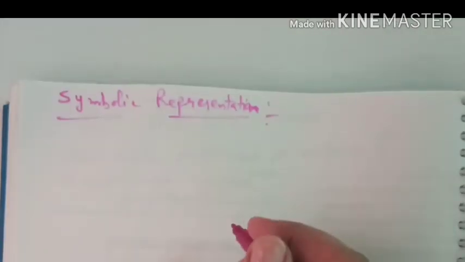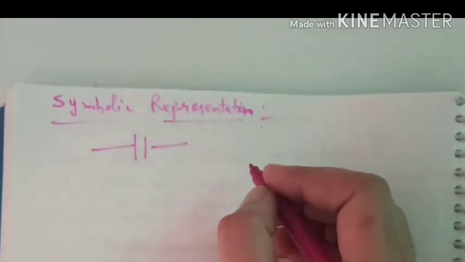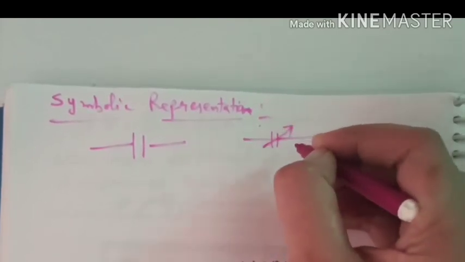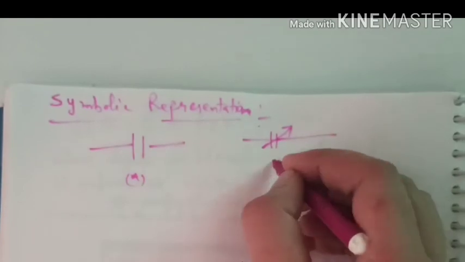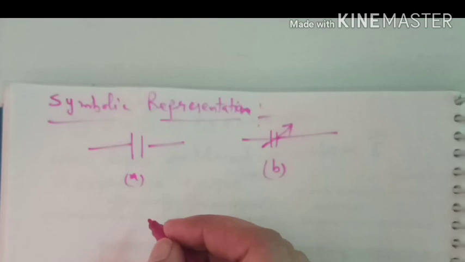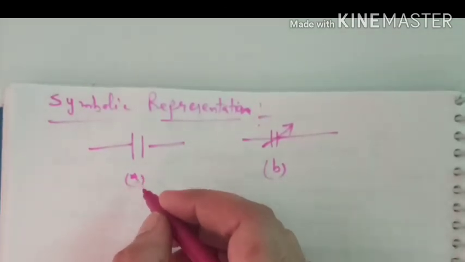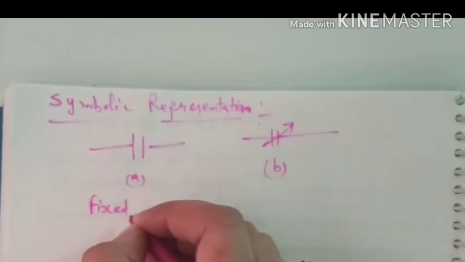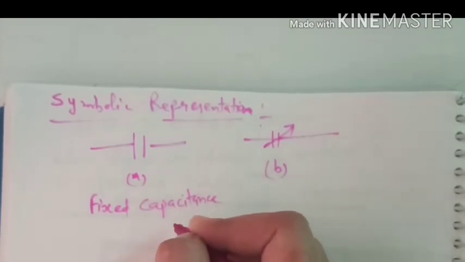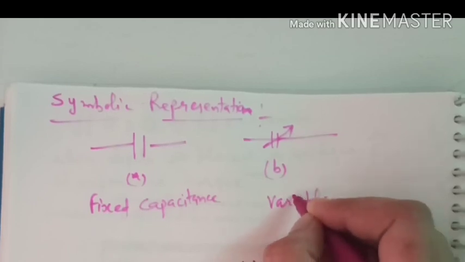Symbolic representation of a capacitor. This is the symbol used for a capacitor. This is also used for a capacitor. Here is an arrow sign. This is figure A, this is B. This represents the variable capacitor. This is a capacitor of fixed capacitance. Fixed capacitance means constant, we cannot change it. Here is variable capacitance.